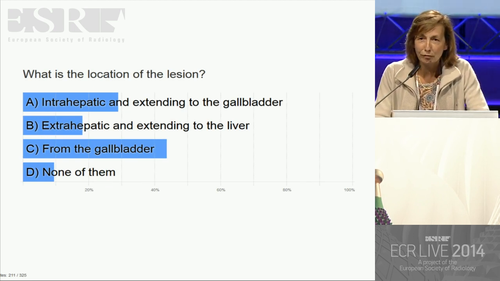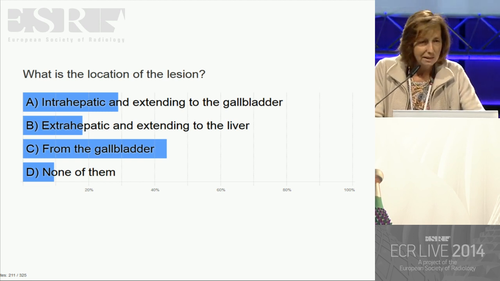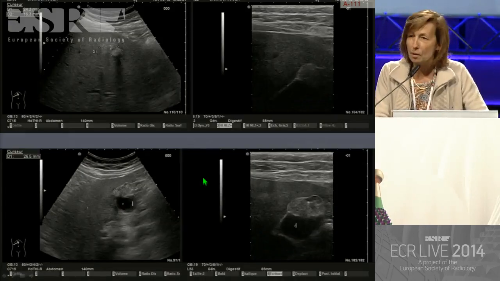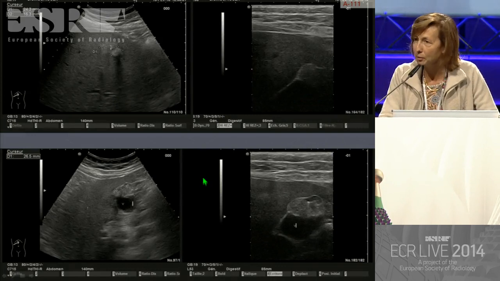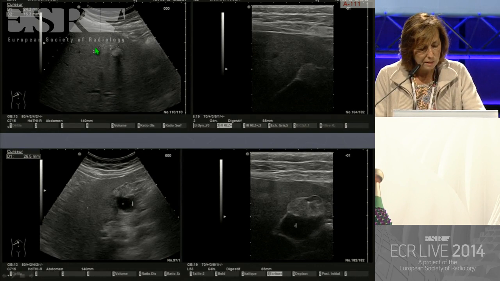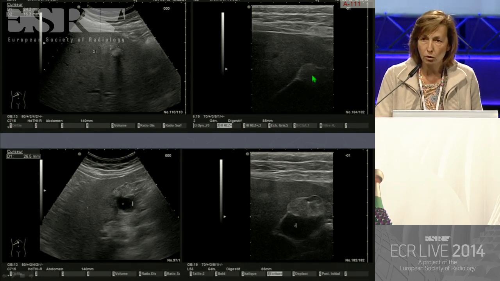Good, good. Even if some other people have chosen another answer, you are right. This comes from the gallbladder. How can we be sure of that? By doing sometimes a very simple but very useful examination, which is ultrasound. Here, it is difficult to assess whether the lesion is intrahepatic or not, but if you scan perpendicular to the lesion here, you can see the bright interface between the gallbladder and the liver. So definitely, this tumor or pseudotumor doesn't arise from the liver.